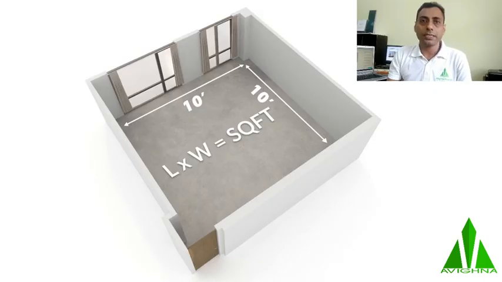Let me first explain what carpet area is. Carpet area is a self-explanatory word: it is the total area where you can lay a carpet. It is the total usable area of your flat. Suppose you have a room of 10 feet by 10 feet inside wall. The carpet area of your room is 10 into 10, that is 100 square feet. So that is the basic carpet area you have in your flat.